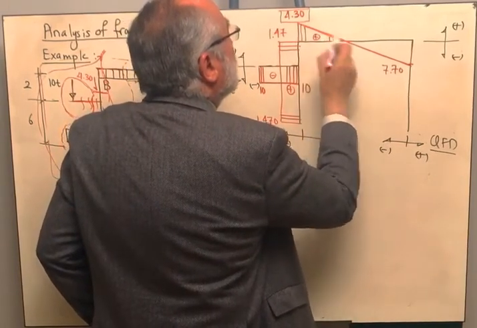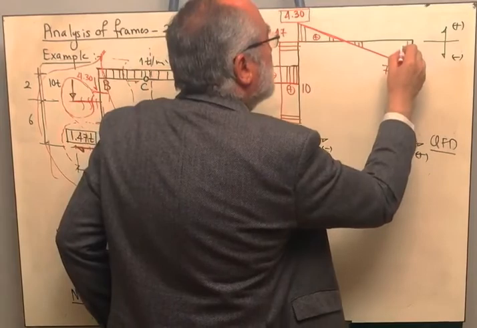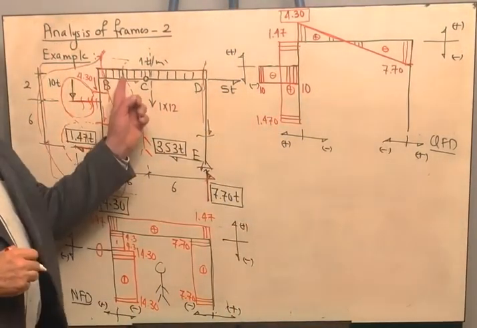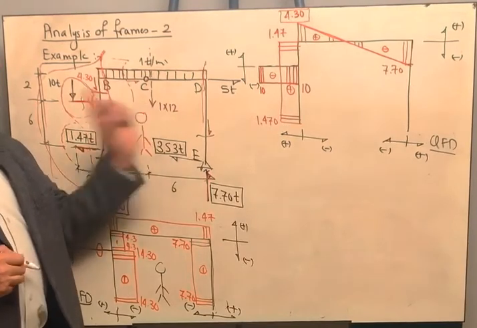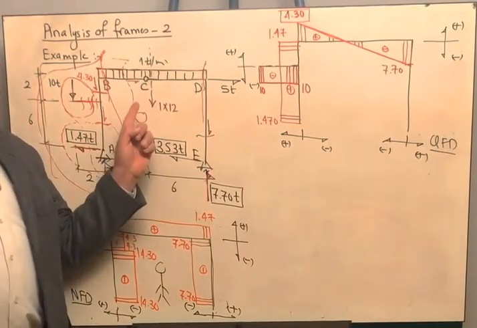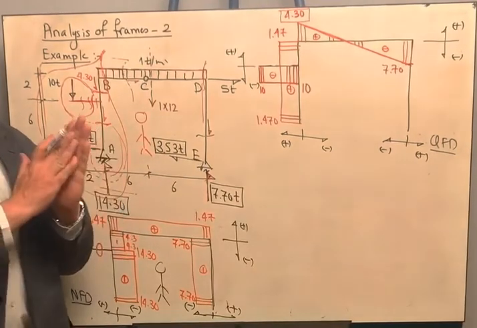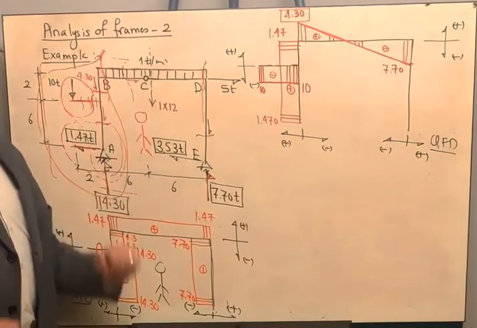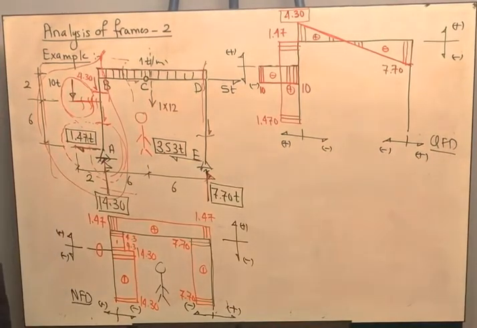What is the effect of the intermediate hinge in the shear diagram? Nothing, because the intermediate hinge is transferring the shear from the left-hand side to the right-hand side. The only effect for the intermediate hinge is that it makes the moment at this point equal to 0. But the shear is compatible. The magnitude of the shear on the left is equal to the magnitude of the shear on the right.